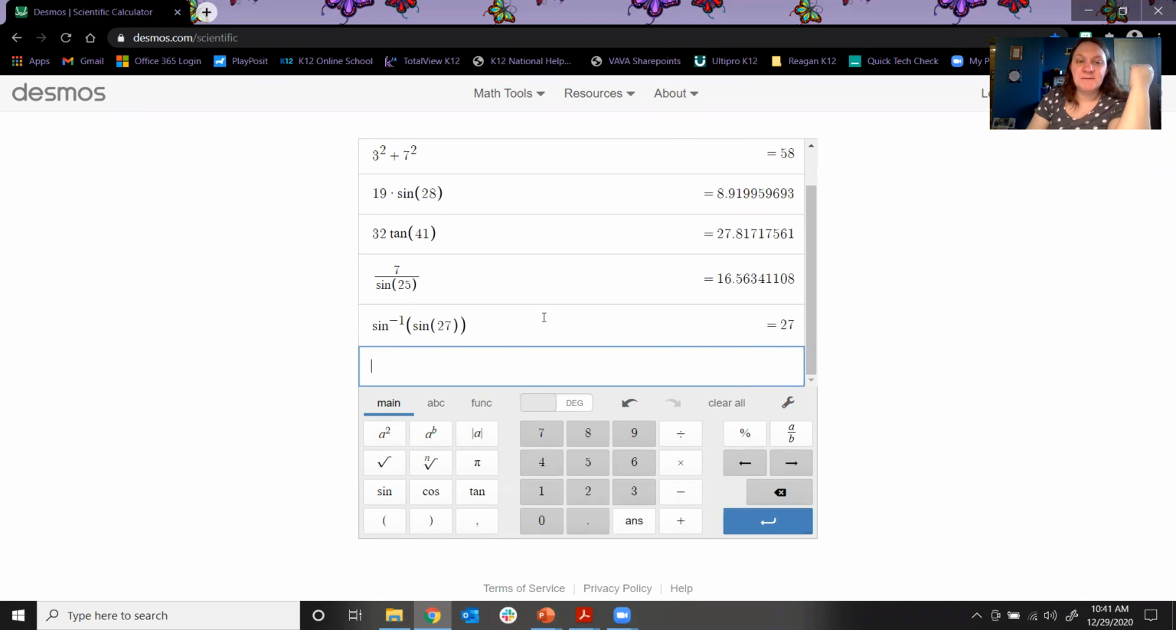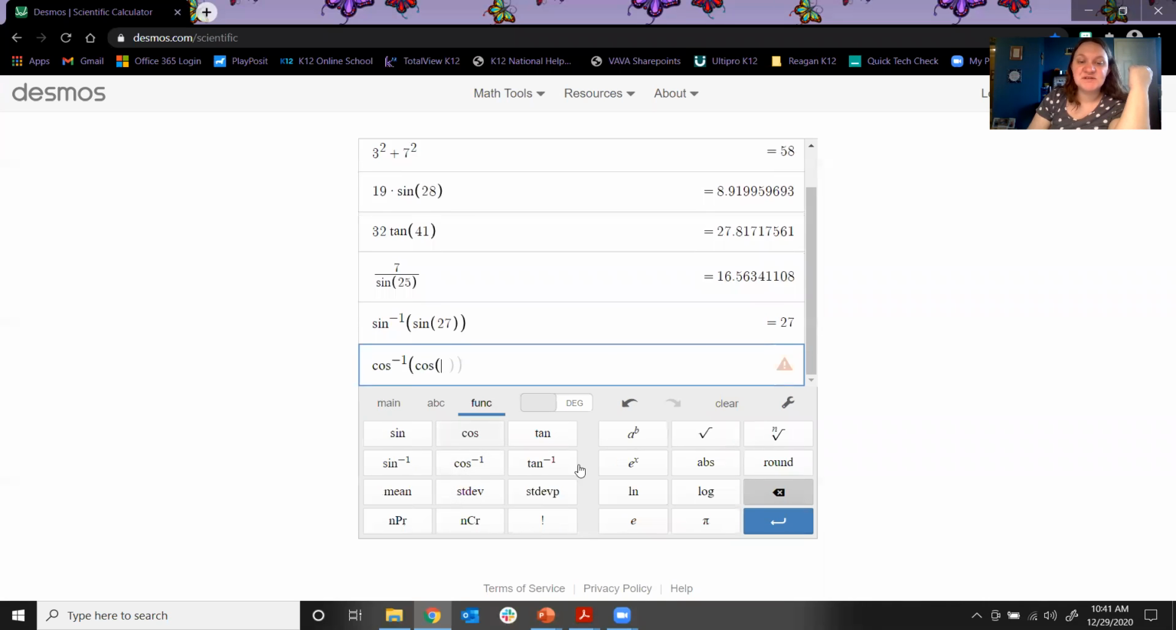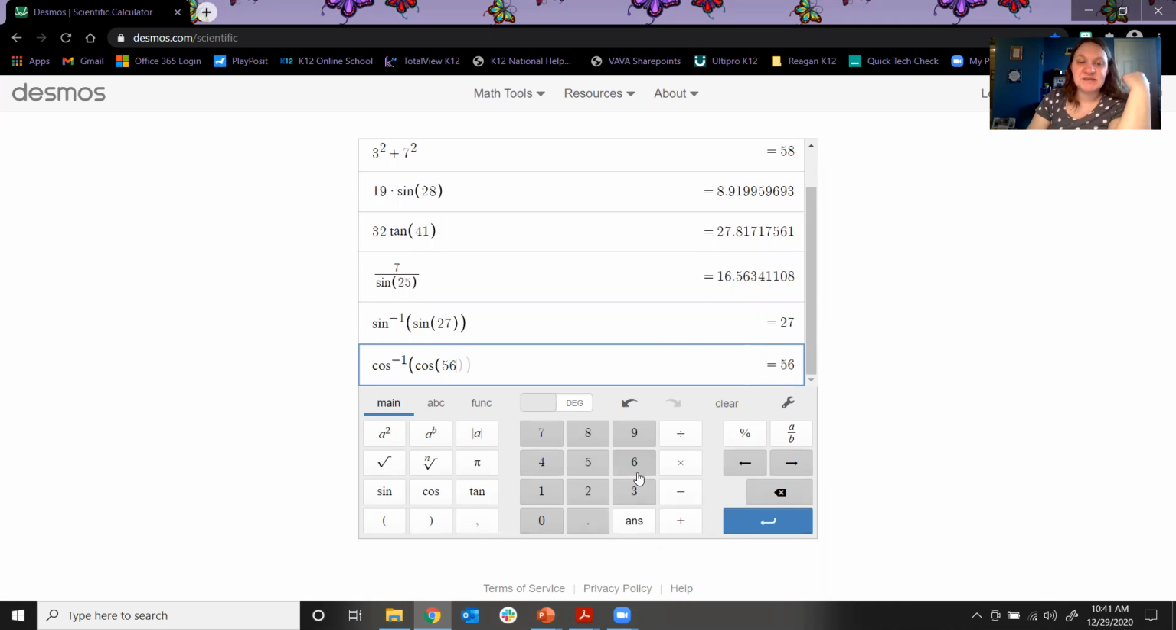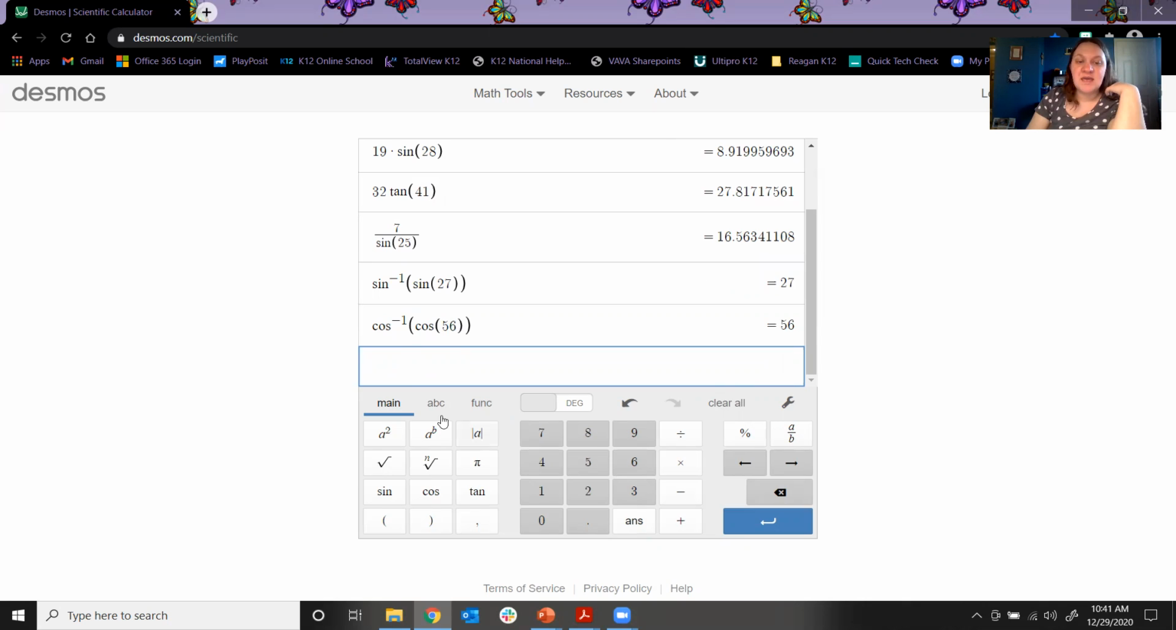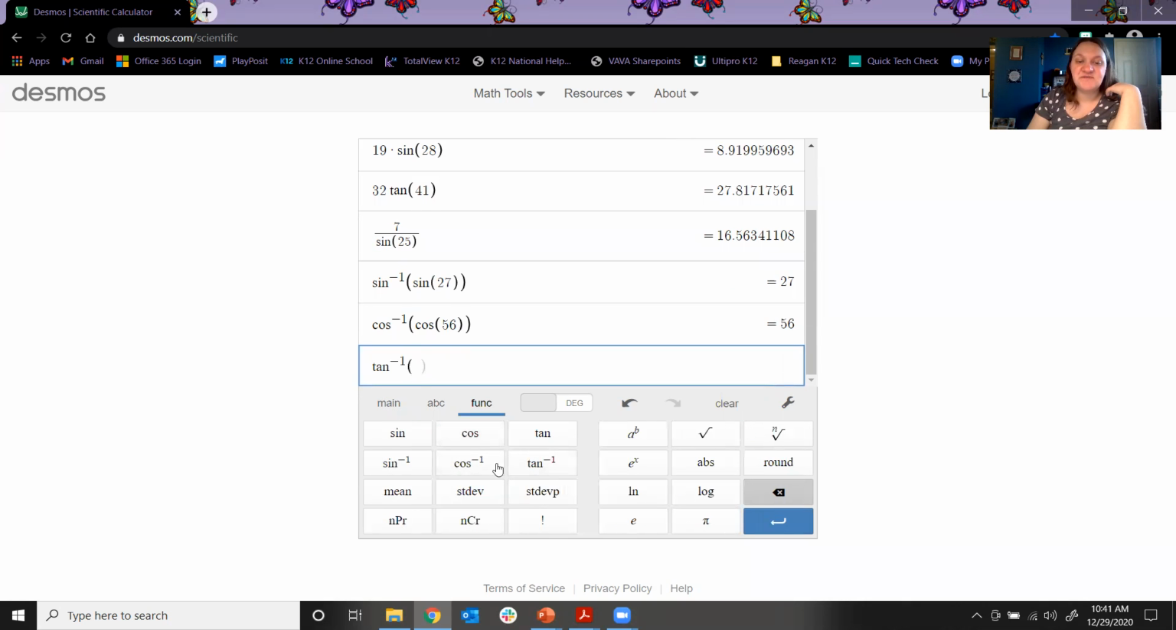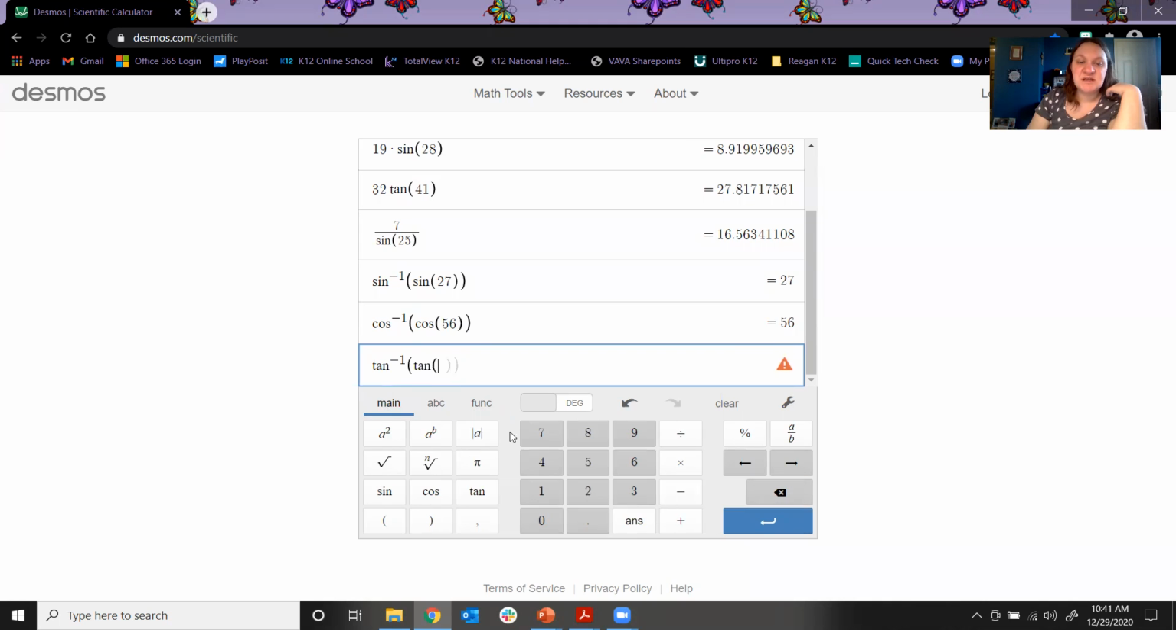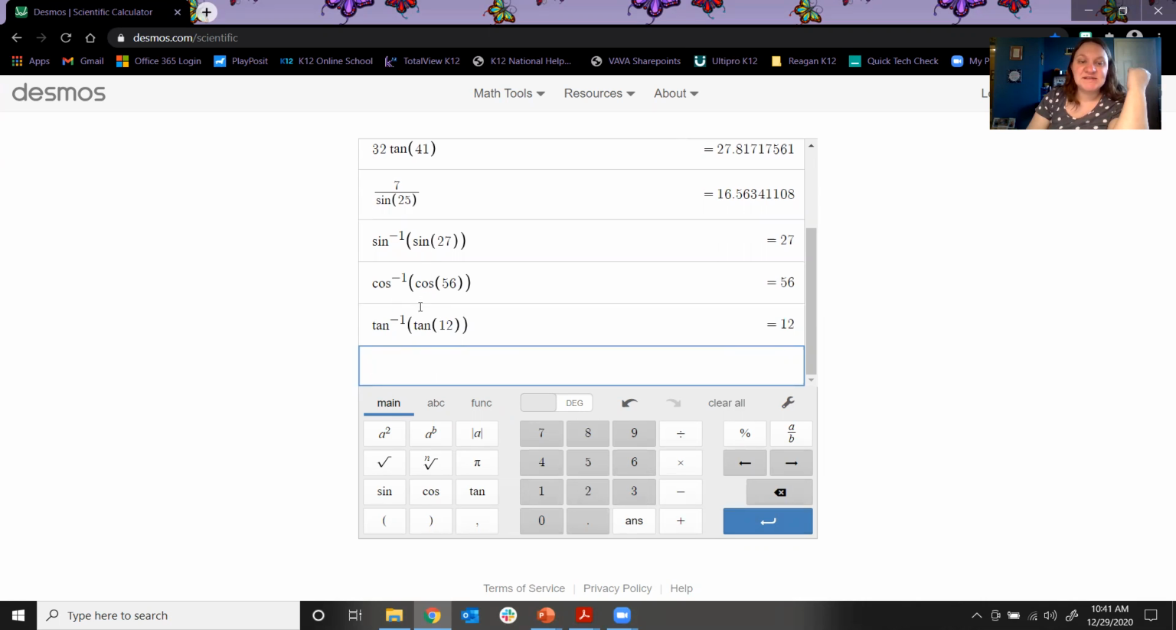Notice what happened. My sine inverse and my sine essentially canceled each other out and left me with just the angle that I typed. This would work for cosine inverse. So the cosine inverse of the cosine. Pick a number less than 90. There it is. And it works for tangent. The tangent inverse of the tangent. Pick any number less than 90. 12. See how they are canceling each other out and giving me just the number that was inside parentheses. So if I need to cancel out one of my trig functions, the way I'll do that is by using its inverse.